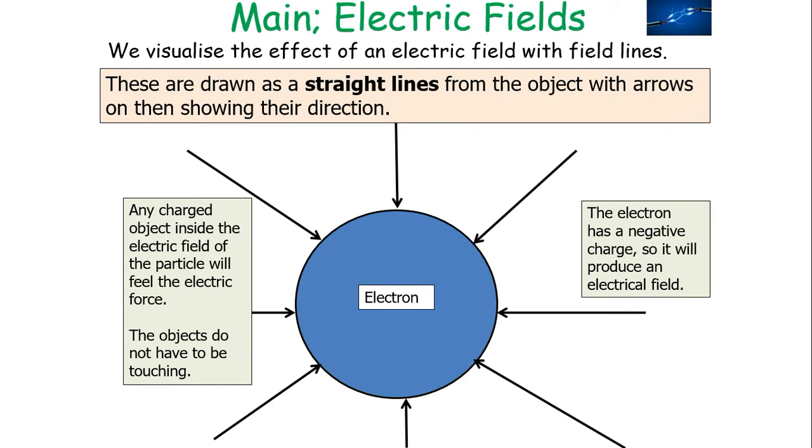So we visualize the effect of electrical fields with field lines, which are drawn as straight lines from the objects with arrows on them showing their direction. Any charged object inside of the electrical field of the particle will feel this non-contact electrical or electrostatic force. The objects do not have to be touching. In this example, the electron is negatively charged, so it will produce an electrical field.